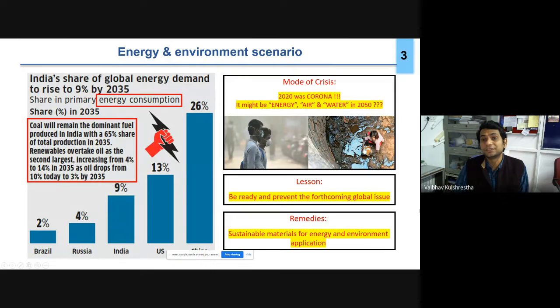Here you can see the mode of crisis. Now we have been suffering from corona for the last 2 years. We might suffer from an energy, air or water crisis by 2050. So it gives a lesson that we should be ready and prevent the forthcoming global issues. The remedy is we need materials which can not only produce energy but also store the energy, as well as be environment friendly. We also need processes which can desalinate water by different means.